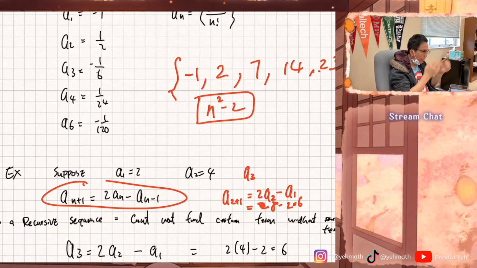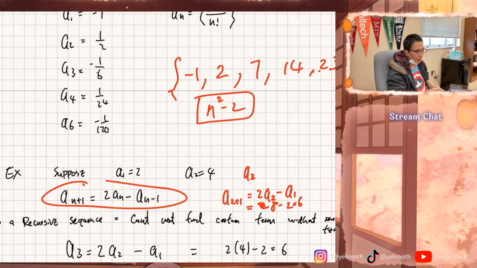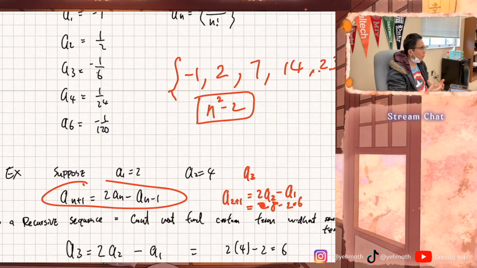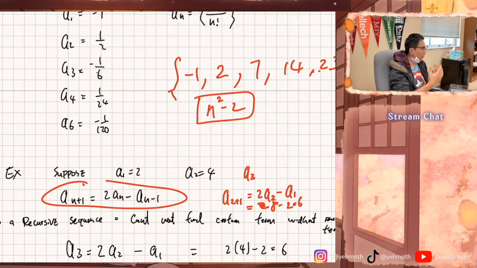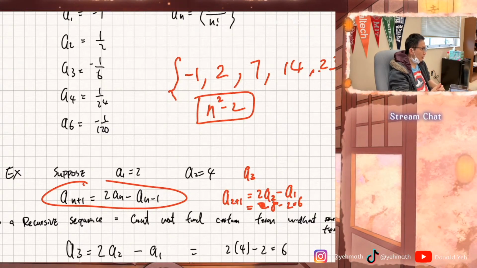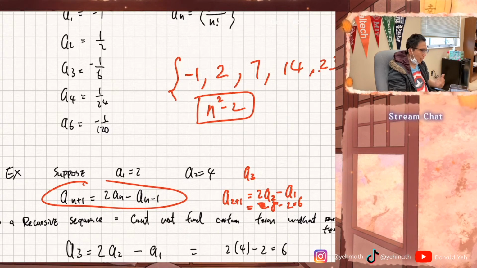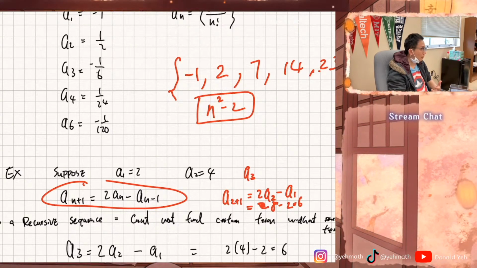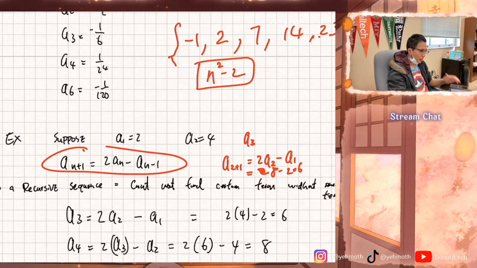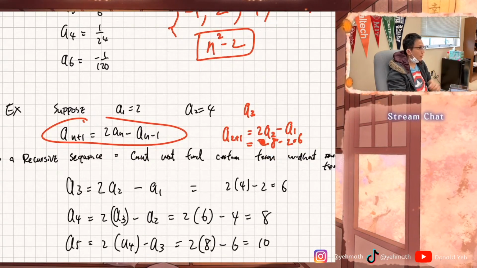So this is a recursive sequence. A recursive sequence cannot find a certain term without a prior term. You cannot figure out the next term until you figure out a prior term. So usually they give you a recursive formula. In this case, a to the 3 is equal to 2a to the 2 minus a to the 1, equal to 6. What will be the next term? 8. If you go to the next one, it's the same thing.